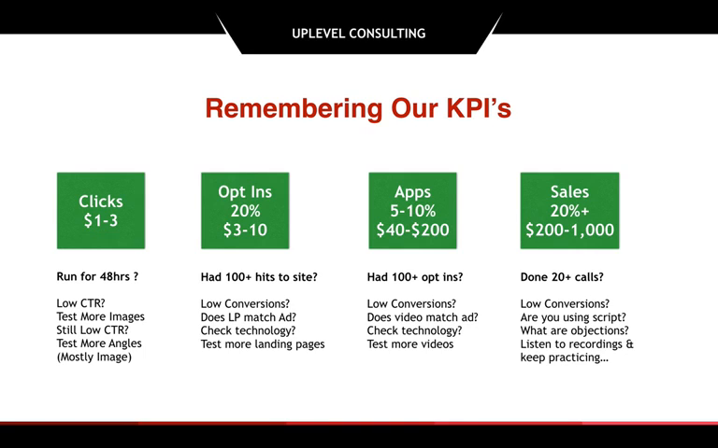Because what can happen is if you've only had 50 clicks and no one's opted in, it doesn't mean that you have a 0% conversion rate. It means the data is statistically insignificant, so you need to wait for more opt-ins. Once you have 100 opt-ins, then you can make an assumption whether you need to improve your conversion rate or not. So if you have 100 opt-ins and you're still below 20%, that means you have low conversions.